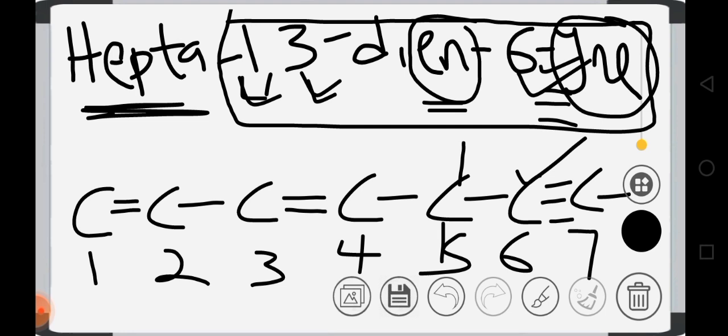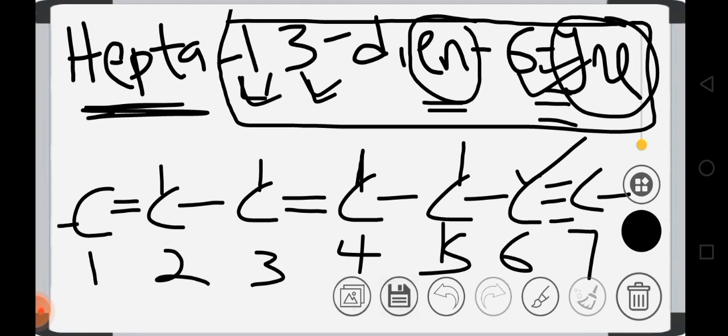Then carbon 4 is having 3 bonds attached to it, which is this and this. So we add 1 more, that is 4 already. Then carbon 3 also has 3 bonds attached to it. We add one more, that will be 4. Then carbon 2 is also having 3 bonds attached to it. We add one more, that will make it 4. Then carbon 1 is having 2 bonds attached to it. We add 2 more. That will make it 4.